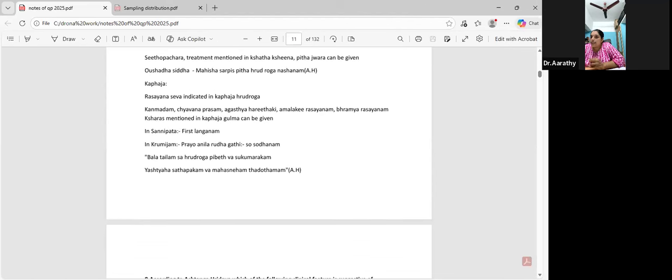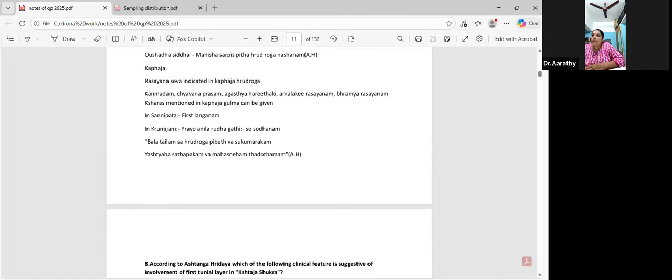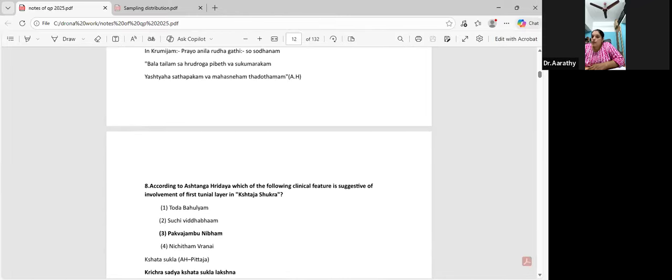Then "Balataila sa hridroga pibet va sukumaragam, yashtyahvam saptaham va mahasneham tadottamam." So Balataila is mentioned, Sukumaraka, then Yashtyahva Taila, Shadavaga Taila, all these Mahasneha are mentioned in Hridroga. Okay, note down these points.